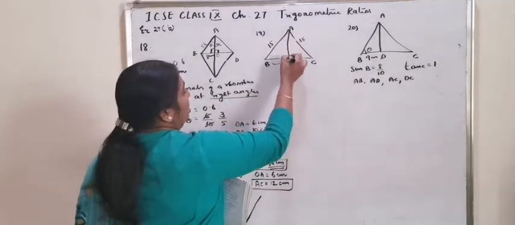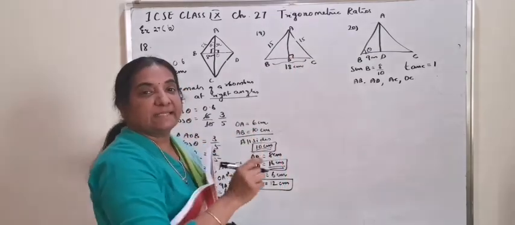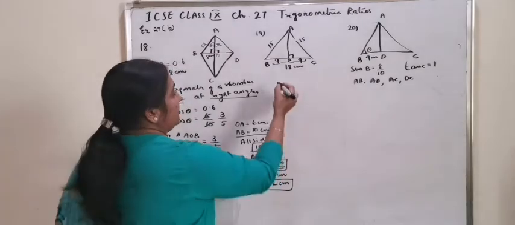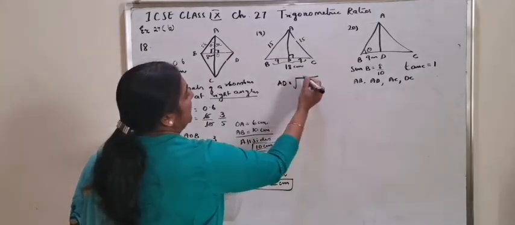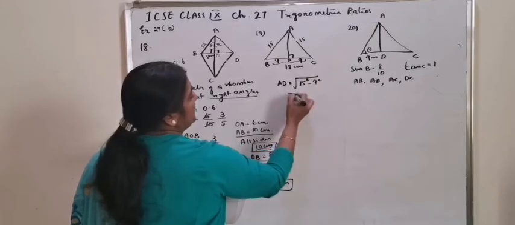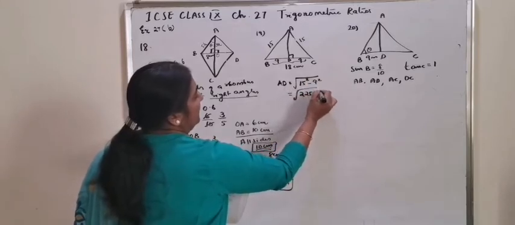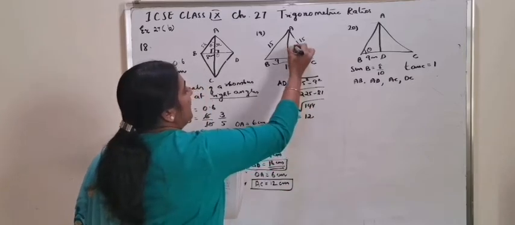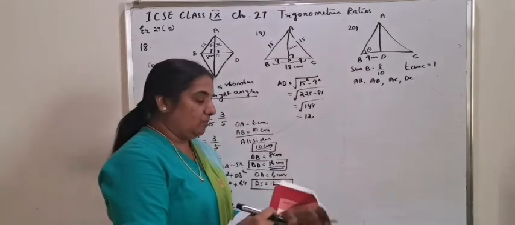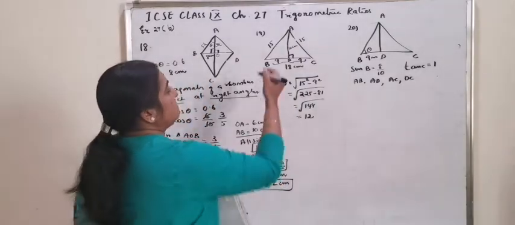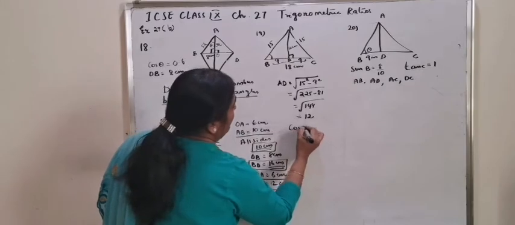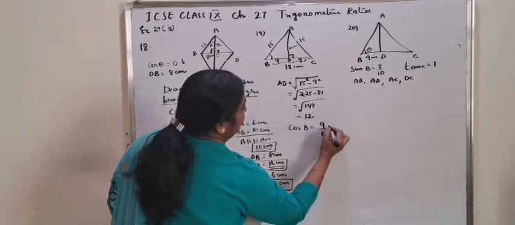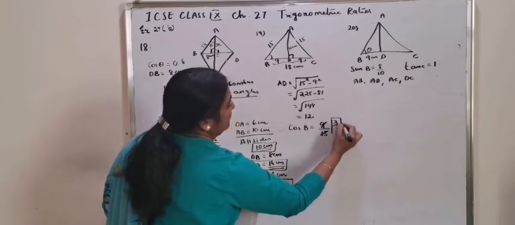If you draw the altitude AD, it will bisect the base, that is BD is equal to DC is equal to 9 centimeter. First you find out what is the length of AD as square root of 15 square minus 9 square, 225 minus 81, square root of 144, which is equal to 12 centimeter. And now you are asked to find out what is cos B. Cos B is equal to base by hypotenuse, that is 9 by 15, reduce it as 3 by 5.